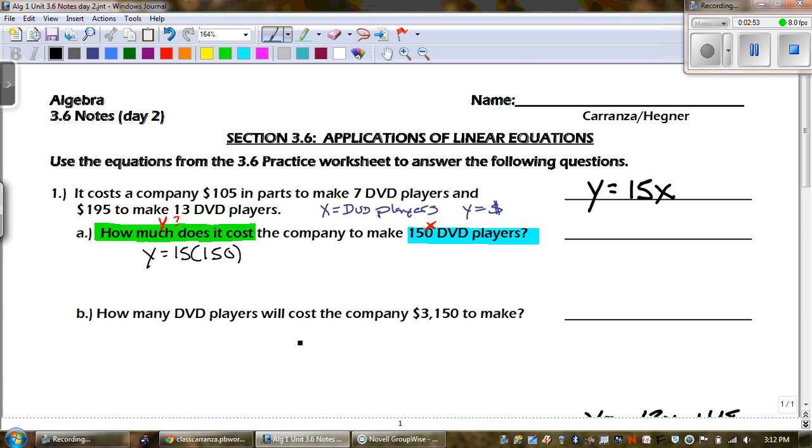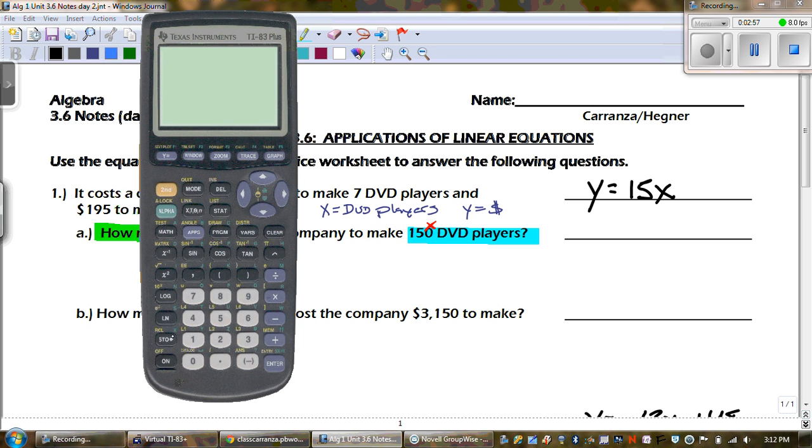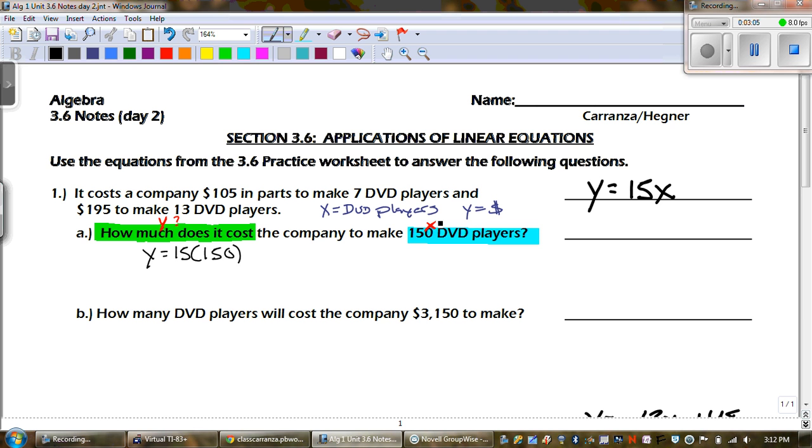When you do that, if you don't have your calculator out already, you should take it out. You're doing 15 times 150, and you get 2,250. So y equals $2,250.